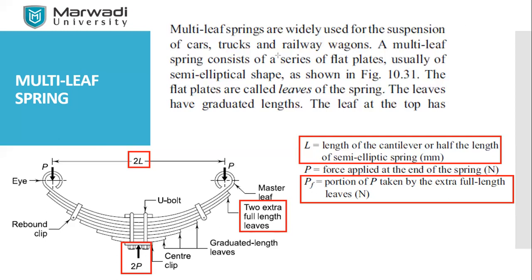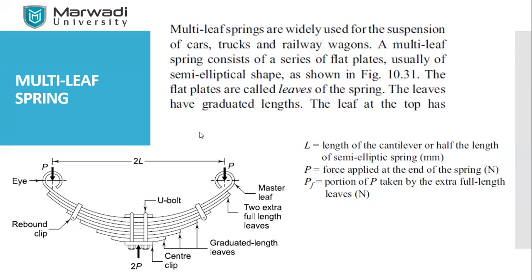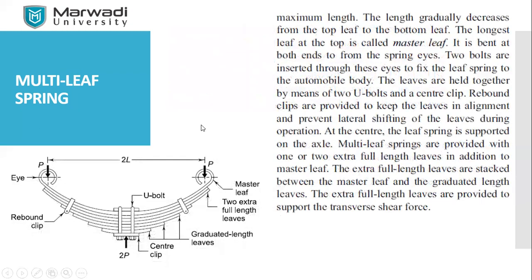So here you can consider the leaf at the top has maximum length, and this is denoted by master leaf. The longest leaf at the top is called the master leaf, and it is generally bent at both ends to form the spring eyes. We have two bolts inserted through these eyes to fix the leaf spring to the automobile body, and the leaves are held together by means of two U-bolts and the center clip.